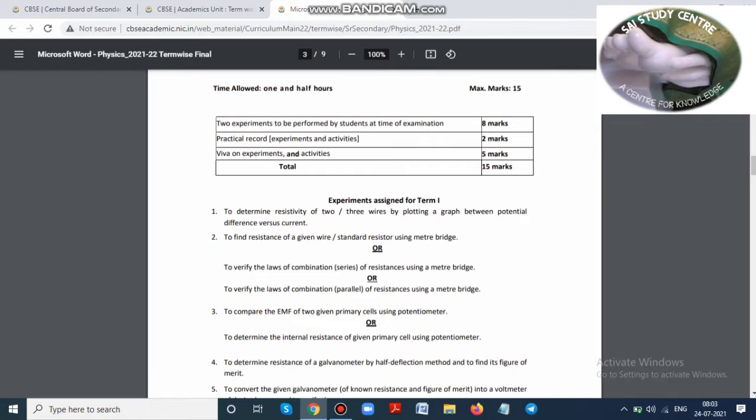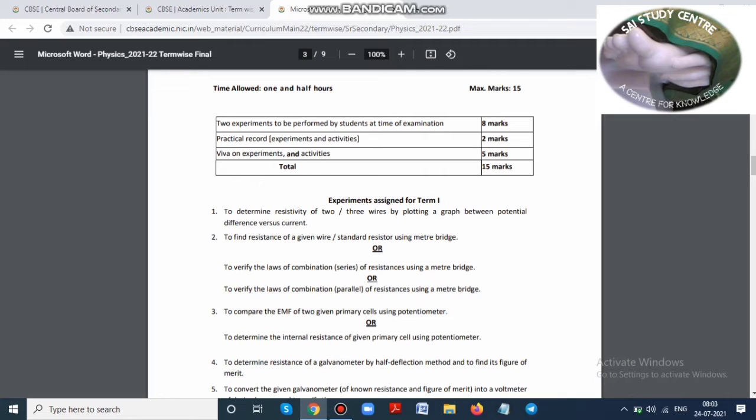So experiment 1 is resistivity of 2 or 3 wires by plotting a graph for potential difference versus current, that is Ohm's law using 2 or 3 wires. Then you are going to plot the graph V versus I, and you are going to calculate the resistivity of the particular material.